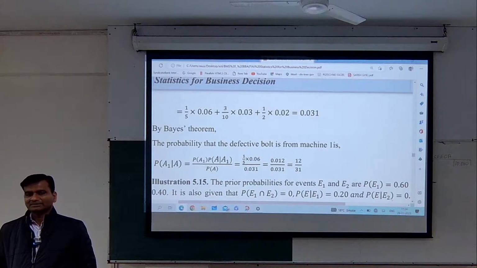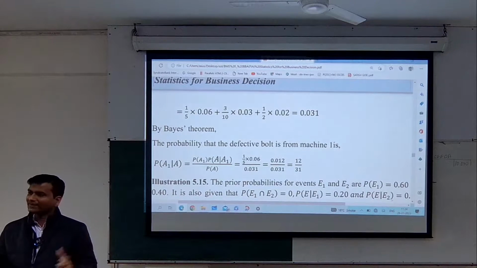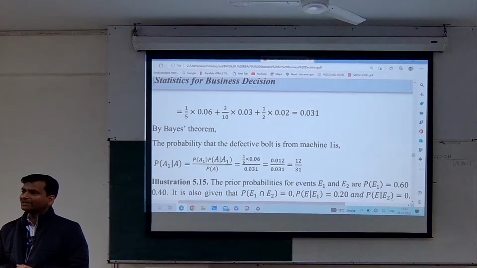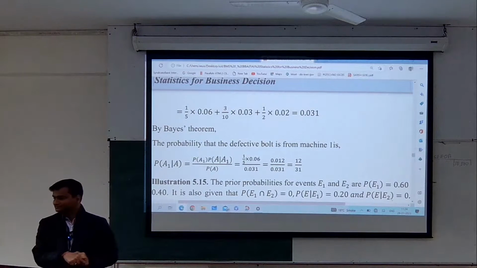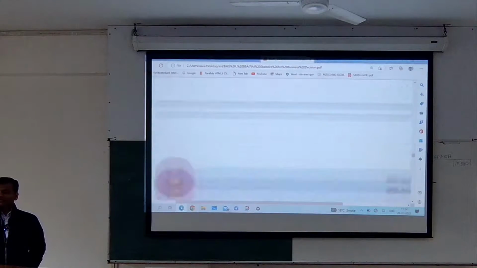Okay, so basically when two events are dependent events, then you have to use the Bayes theorem. So you can practice this.